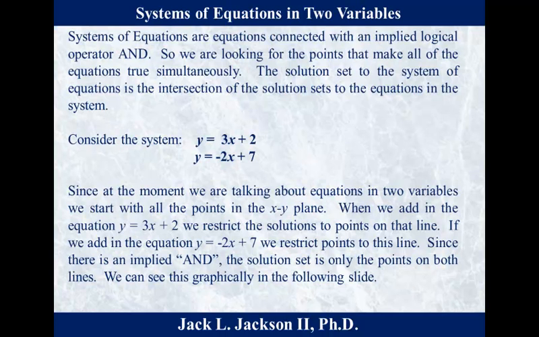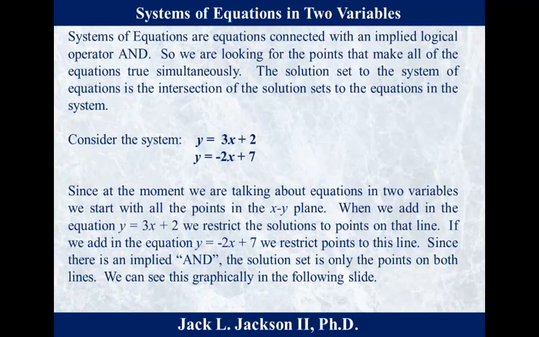The solution set to the system of equations is the intersection of the solution sets to the equations in the system. So for example, if we consider the system y equals 3x plus 2 and y equals negative 2x plus 7, we're talking about equations with two variables, so these are going to be graphs in the xy plane. We can think of it as an intersection of the two things, or we can think of it as starting with the whole xy plane and sort of erasing the things that are bad.